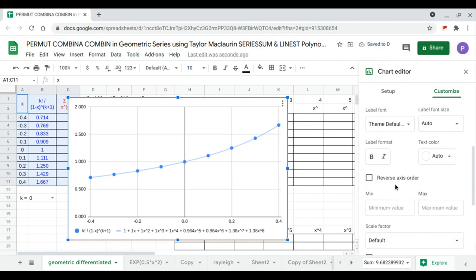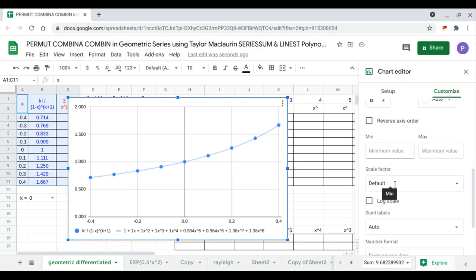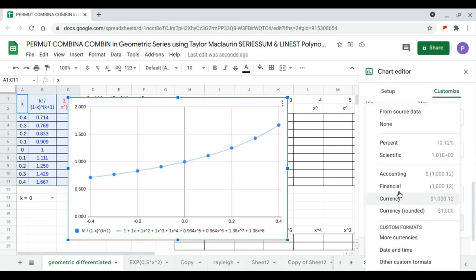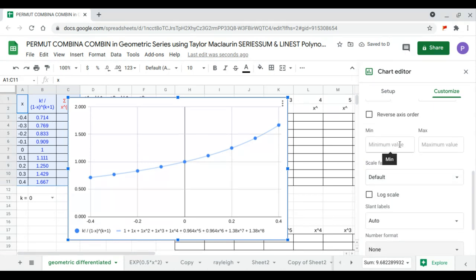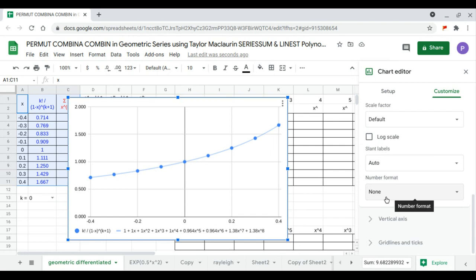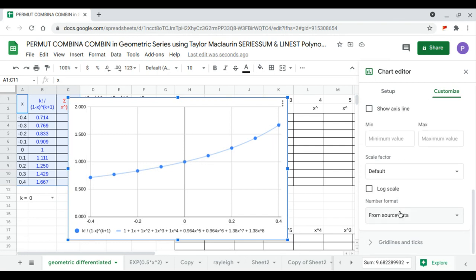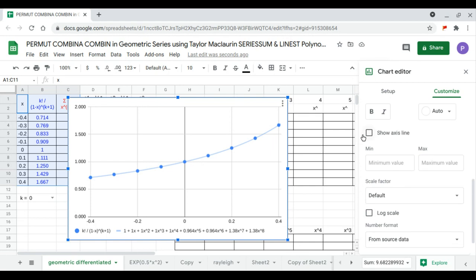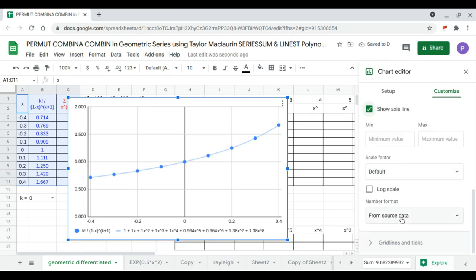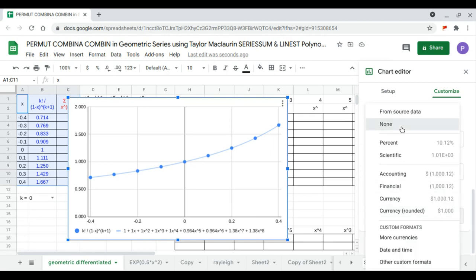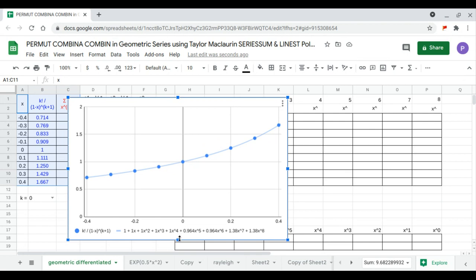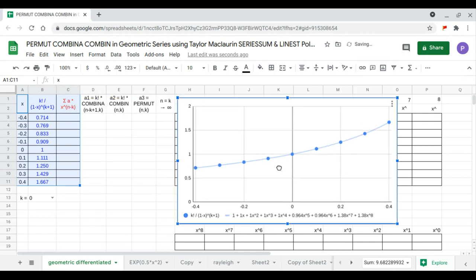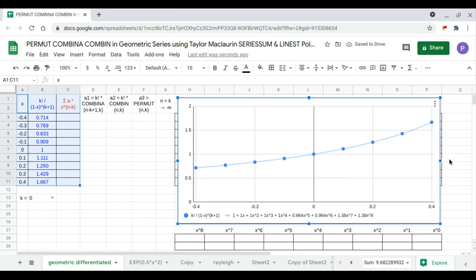The vertical axis, the number format will be none. That's the horizontal axis, so we just change the horizontal. Now we go to the vertical axis. Let's show the axis line. And the number format, you have to change this. So not from the source, we use none. Now we're good. So here we have the trendline and the trendline polynomial of the geometric series.